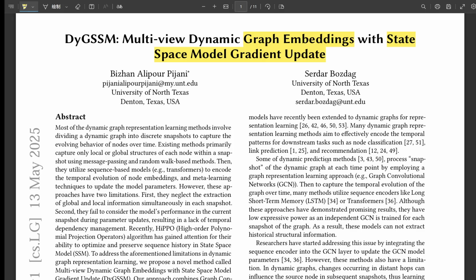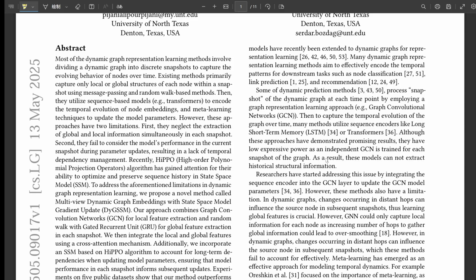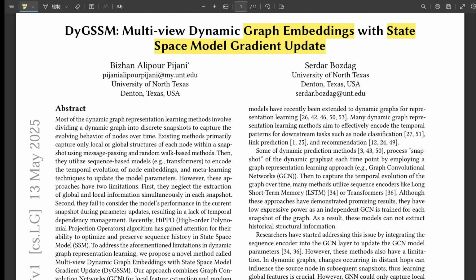Exactly. And for this deep dive, we've managed to get our hands on some really interesting, cutting edge research. It all comes together in this recent paper called DyGSSM, Multi-view Dynamic Graph Embeddings with State Space Model Gradient Update. Catchy title. So our mission today is basically to unpack the core innovations in DyGSSM. We want to understand what makes it different and why it might be a significant step forward. Sounds good. Where should we start?